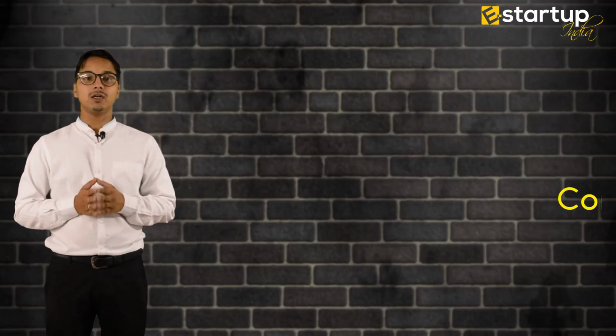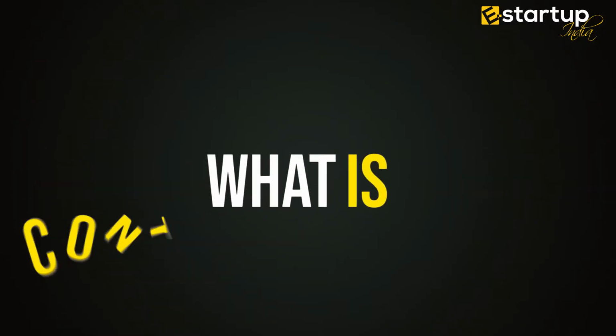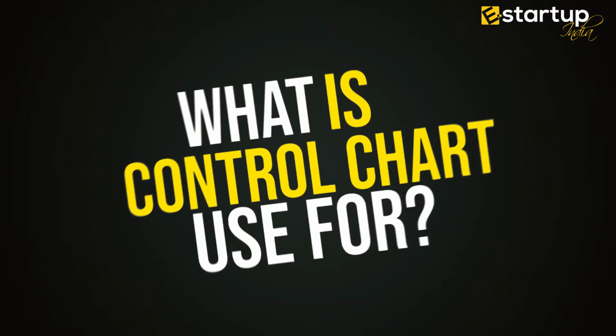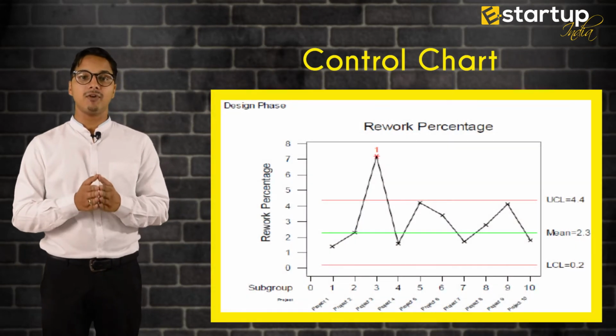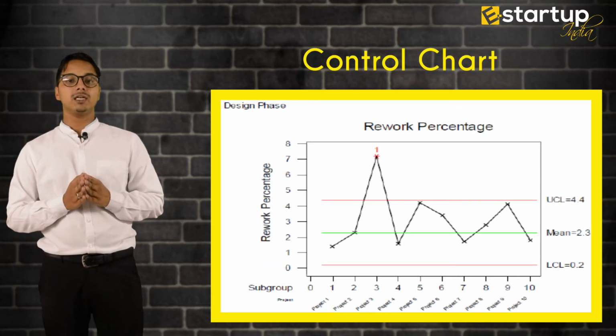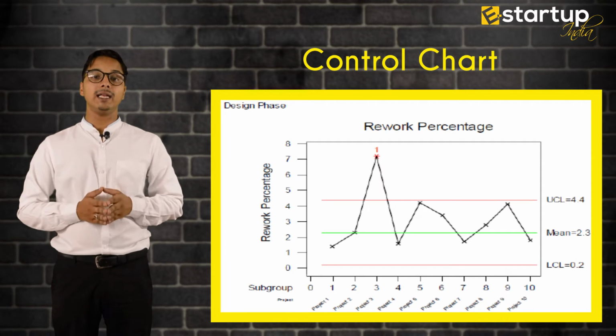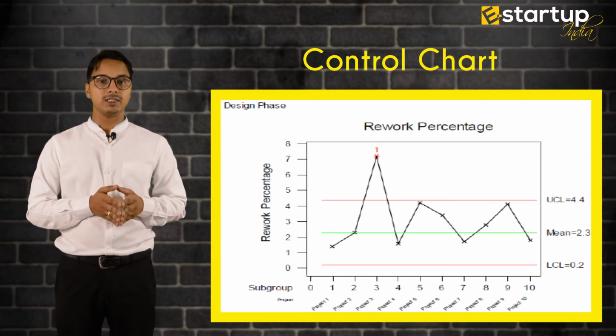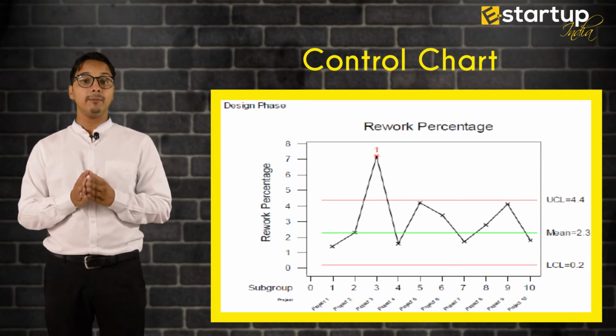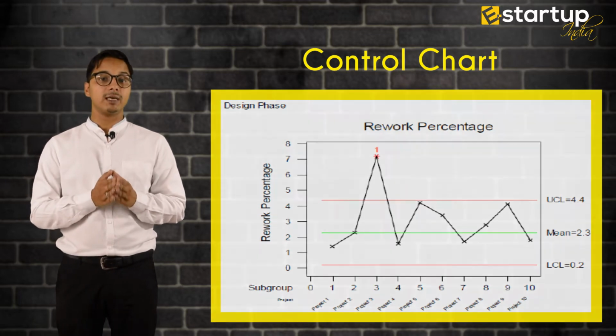The next tool is control chart. What is a control chart used for? It is used to identify acceptable variation of a measure. When is a control chart used? It helps to determine if there is a problem within the process. Measures outside the limits show there is a problem with a process.